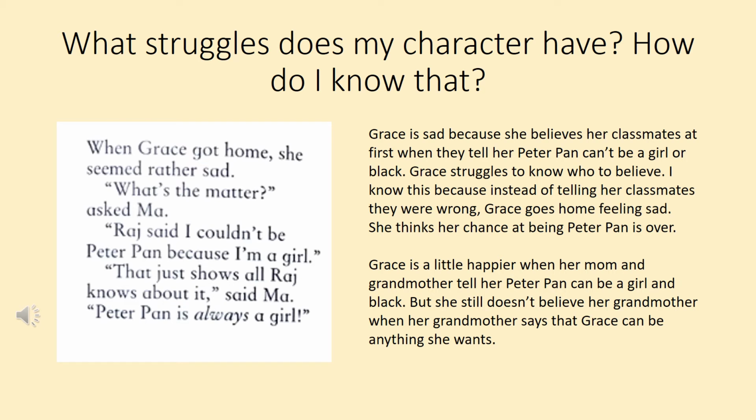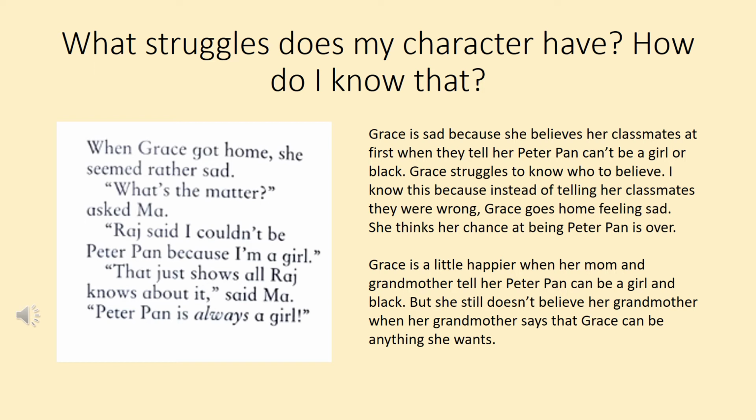So in this case, Grace is sad because she believes her classmates at first when they tell her Peter Pan can't be a girl or black. Grace struggles to know who to believe. How do I know that? Well, I know because instead of telling her classmates they're wrong, Grace goes home feeling sad. She thinks her chance at being Peter Pan is over, so she's very sad about that.